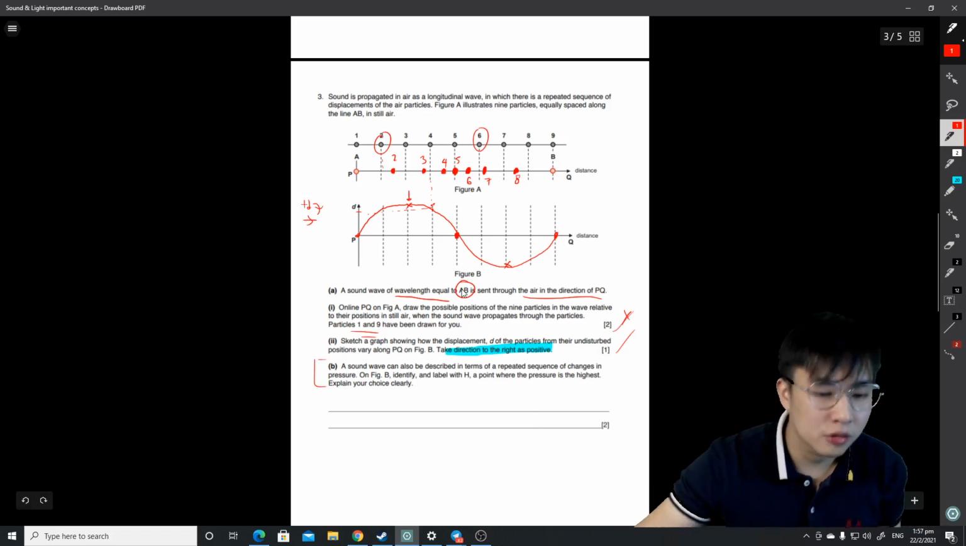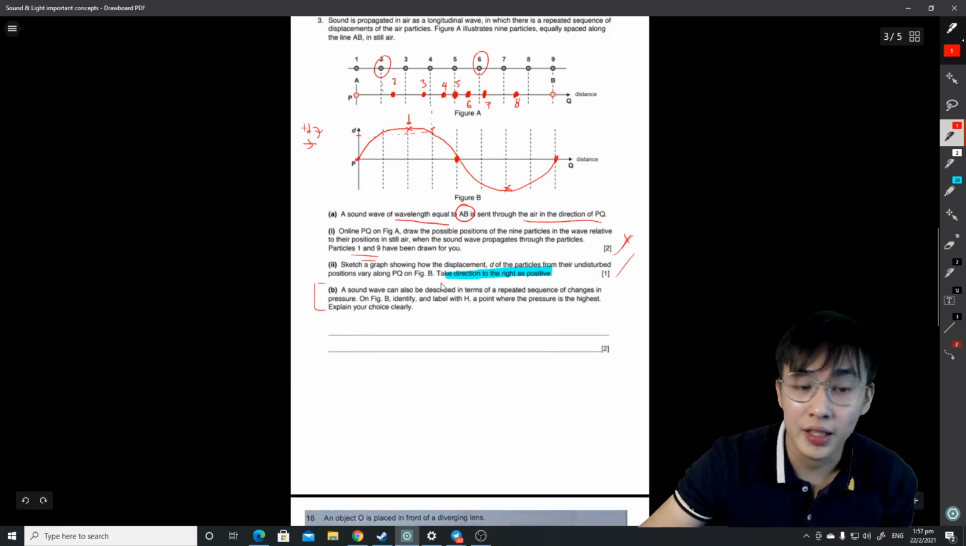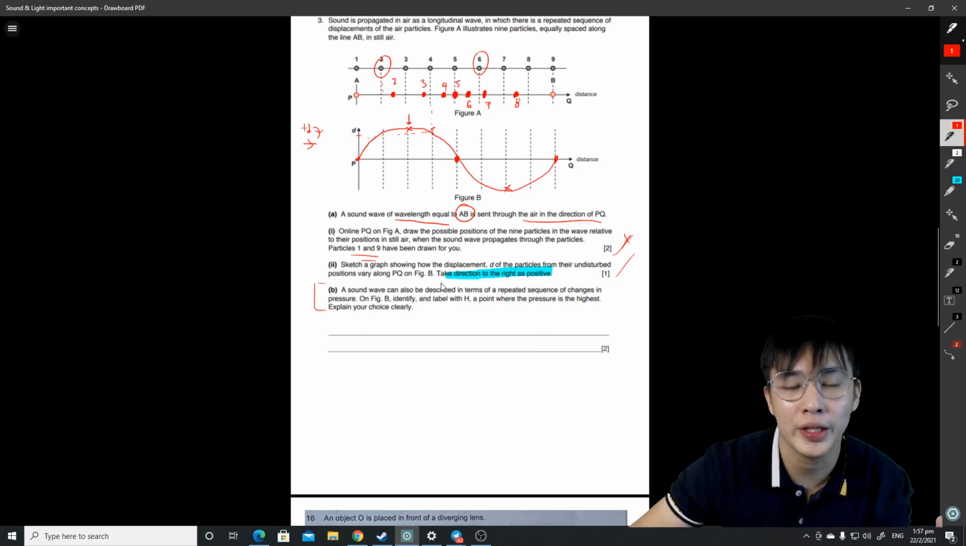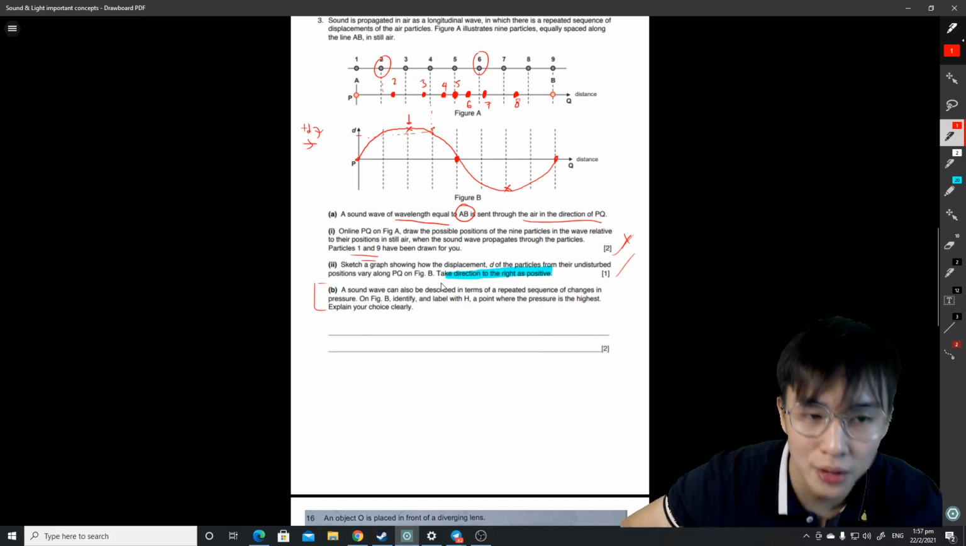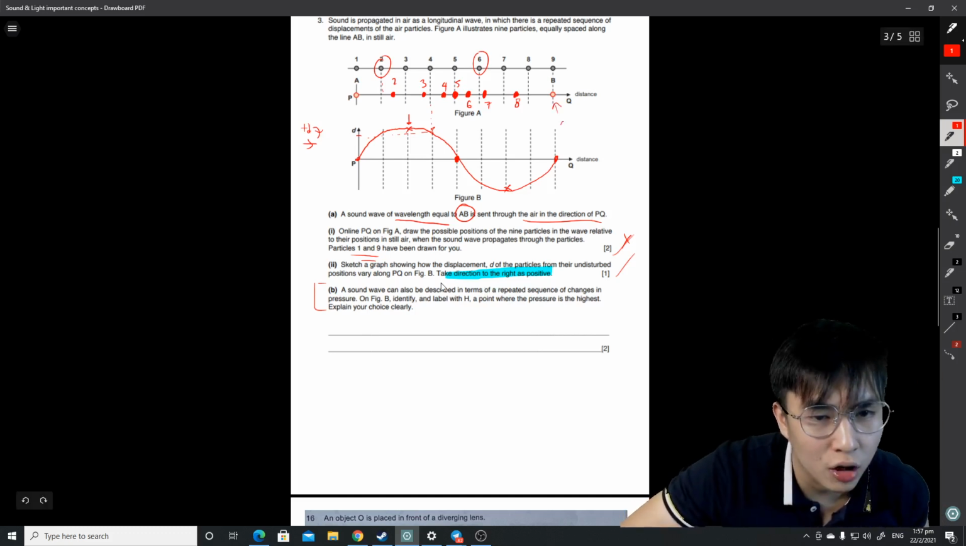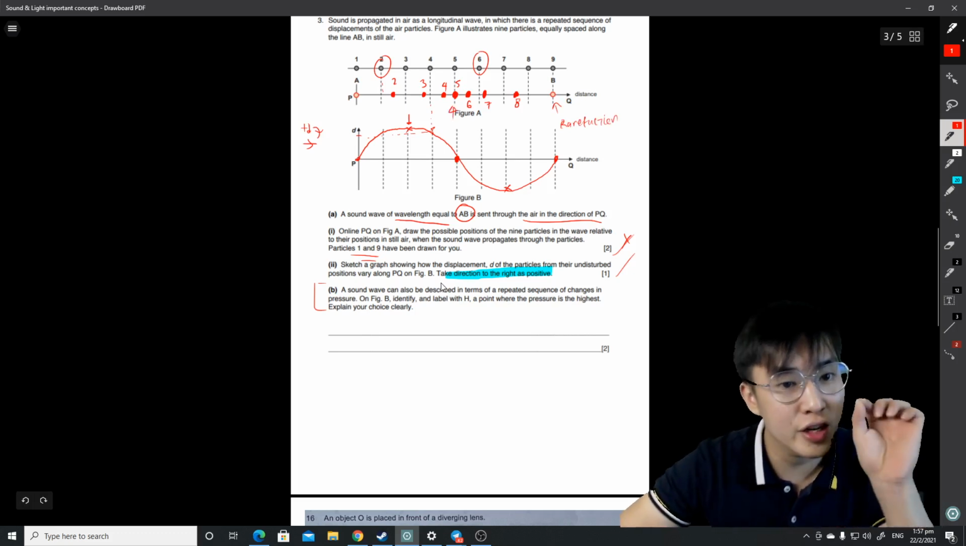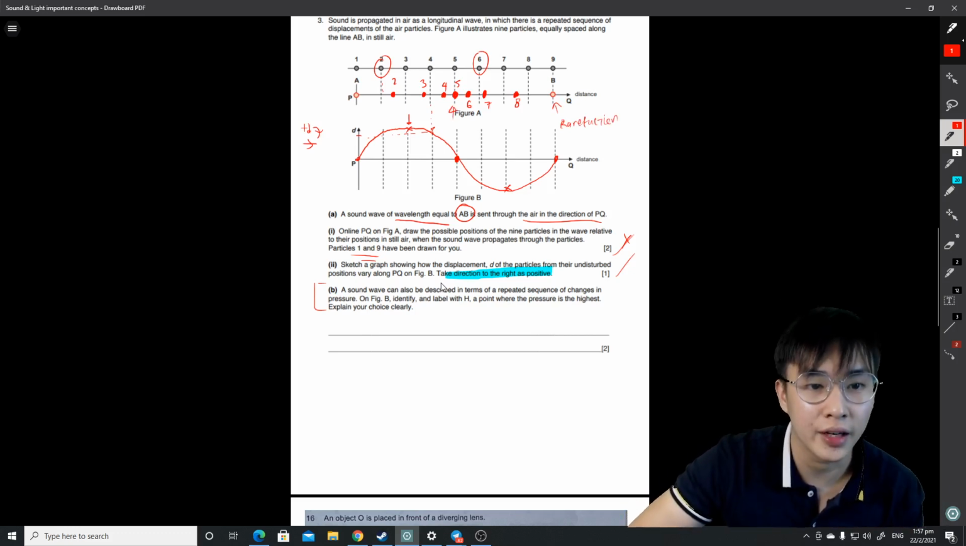A sound wave can be described as a repeated sequence in the change of pressure. So we think, where is the highest point here, or where is the highest pressure point? Intuitively, look, down here is a rarefaction. Particles are far from one another. Here is a compression. Particles are very close together. And I hope you all can see right on the screen.